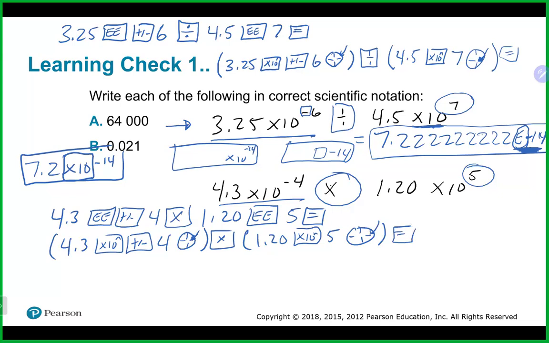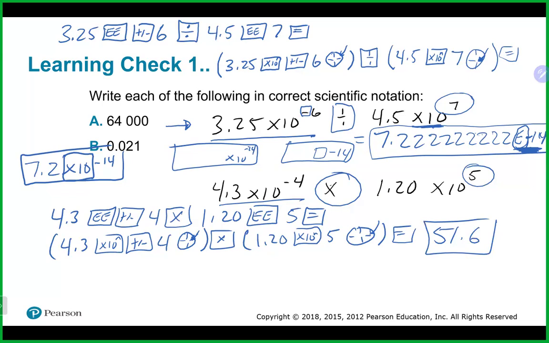You do all that good stuff there. Hopefully 4.3 to the negative 4 times 1.2 to the 5 is going to actually give you, in this case, 51.6 on your calculator.